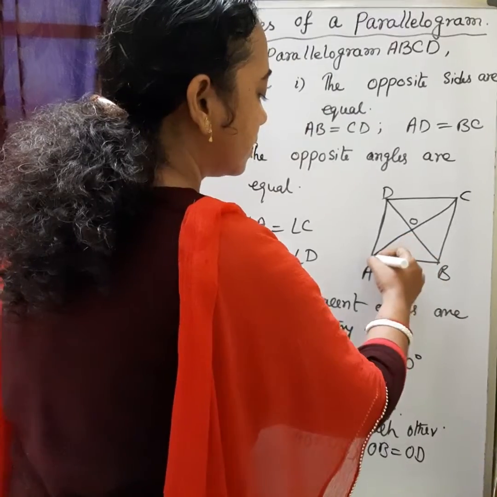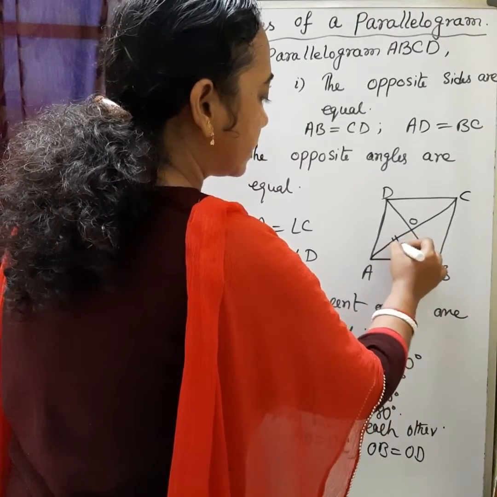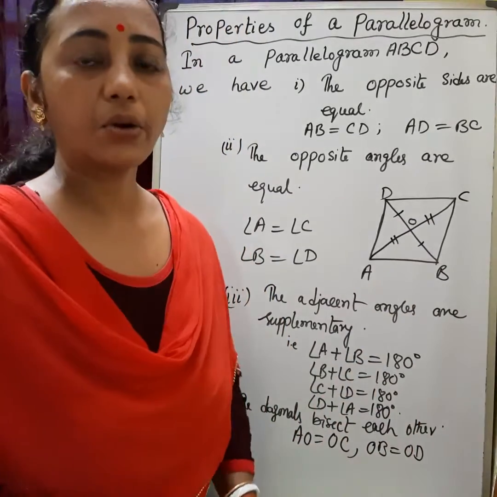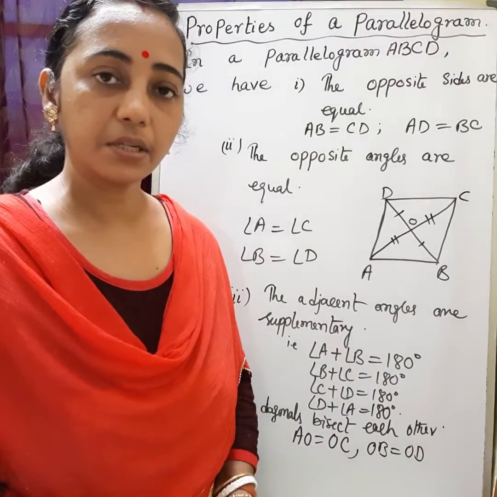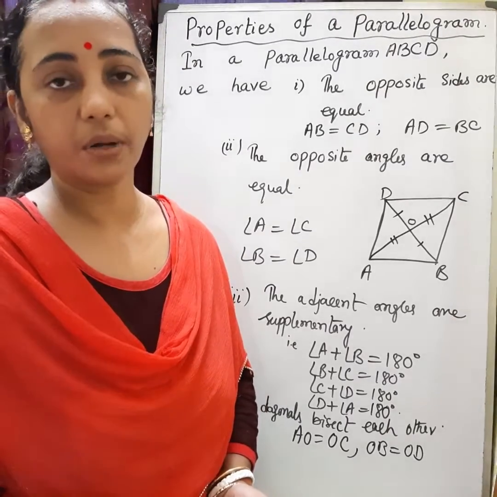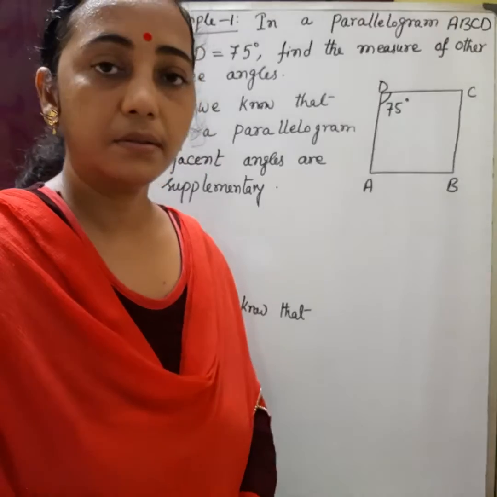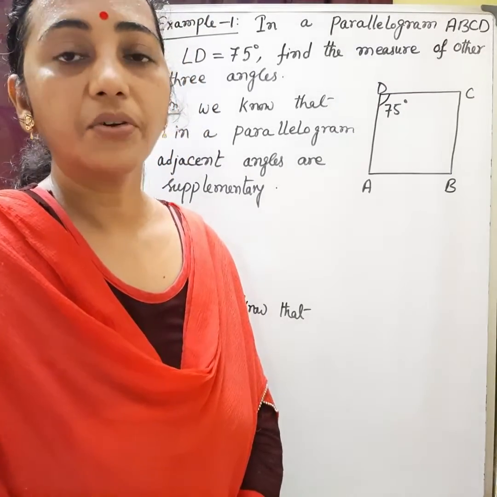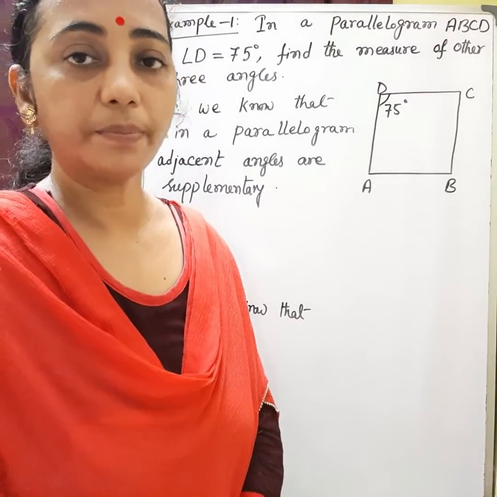So that means AO is equal to this length, and this length is equal to this length. So diagonals bisect each other. So these are the four important properties of a parallelogram. Now let us do some problems related to parallelograms.